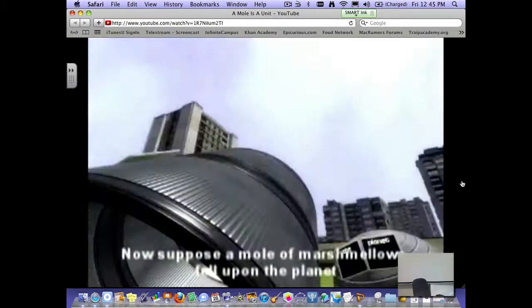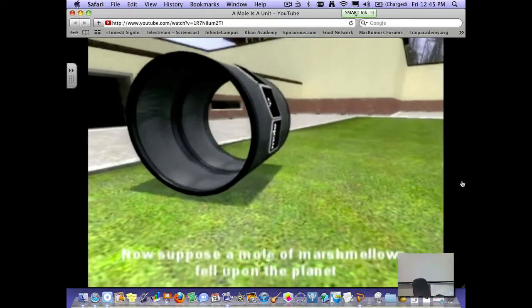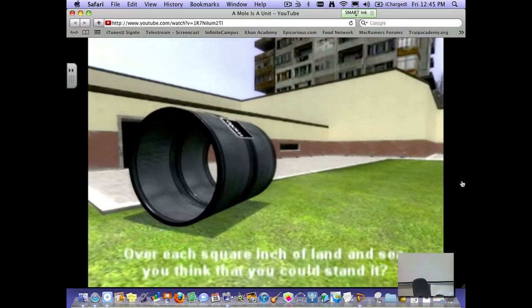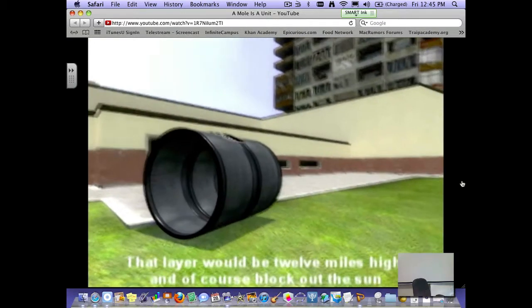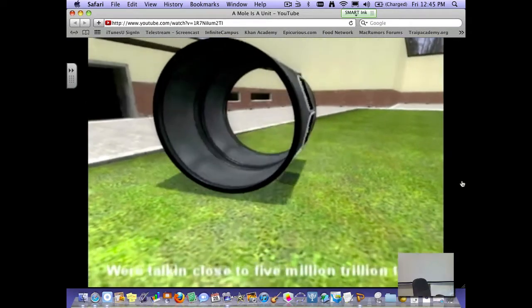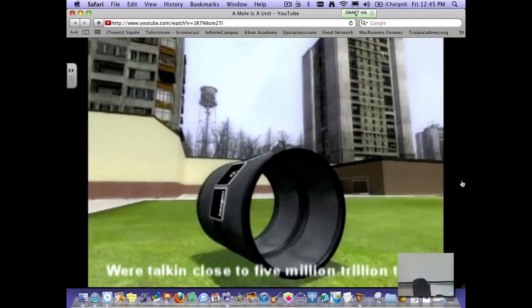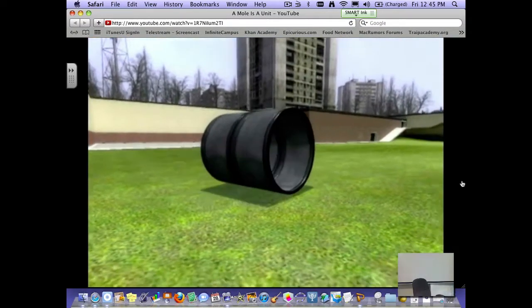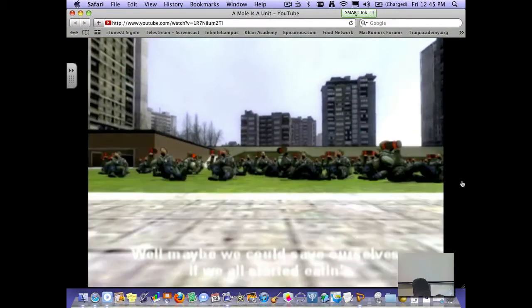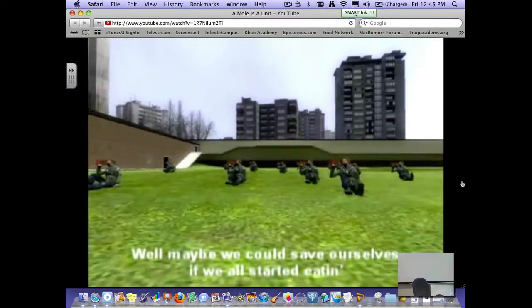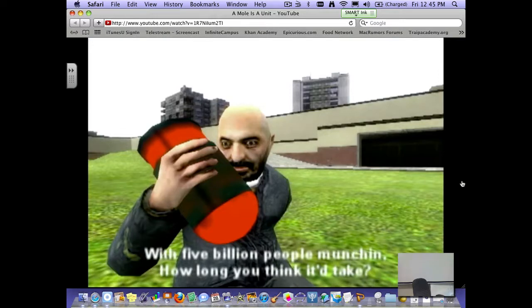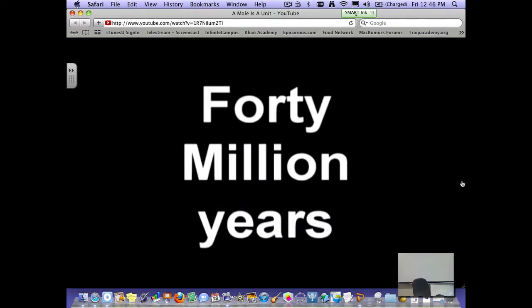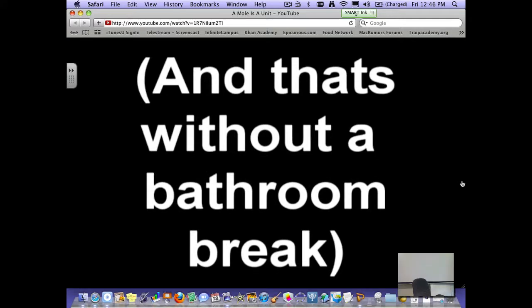Now suppose a bowl of marshmallows fell upon the planet. Over each square inch of land and sea, you think that you could stand it? That layer would be 12 miles high and of course block out the sun. We're talking close to 5 million trillion tons. Well, maybe we could save ourselves if we all started eating one marshmallow each second. Not two, because that'd be cheating. With 5 billion people munching, how long do you think it'd take? 40 million years, and that's without a bathroom break.